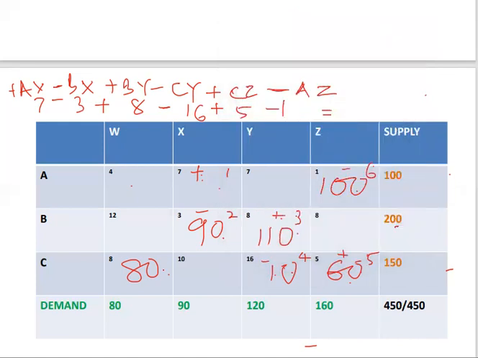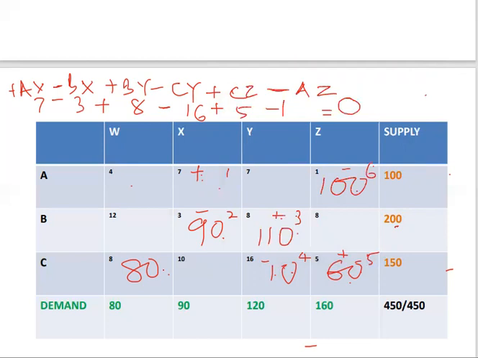So 7 minus 3 gives 4. 4 plus 8, 12. 12 minus 16, that's minus 4. Minus 4 plus 5, 1. 1 minus 1, that's 0. So that 0 means this part will also not improve our cost.